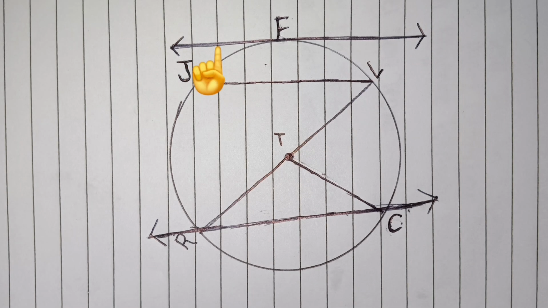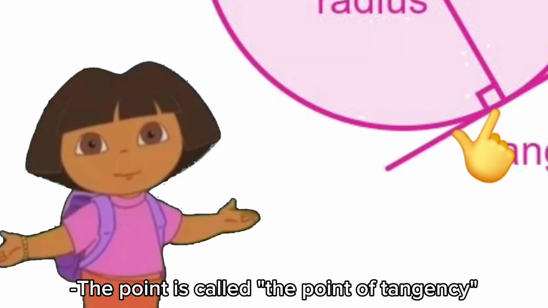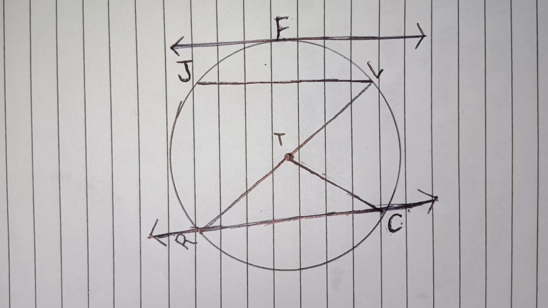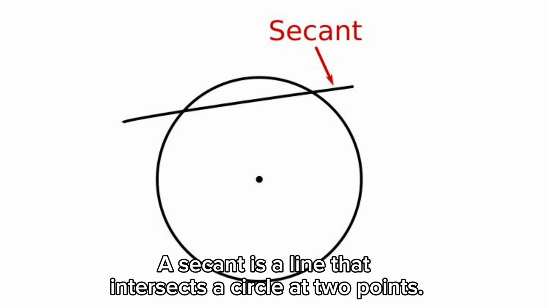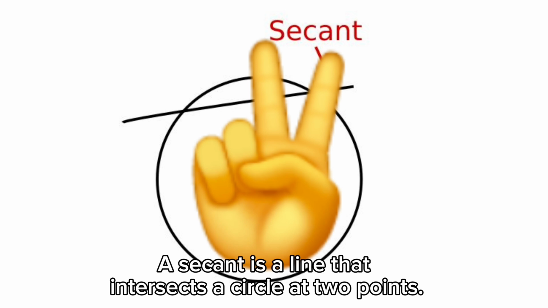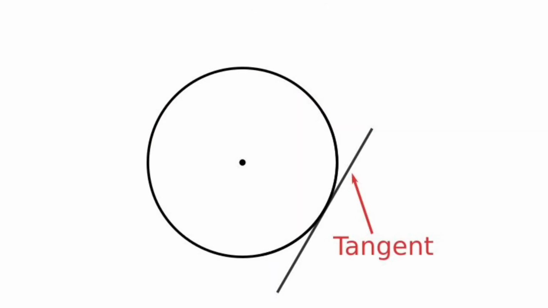Moving on. Can you guess what this line is? Correct! A tangent. A tangent is a line that touches a curve or a circle at exactly one point without crossing it. The point is called the point of tangency. How about this? Can you guess what line this is? Correct! A secant line. A secant is a line that intersects a circle at 2 points. It passes through the circle, unlike a tangent, which only touches it at 1 point.